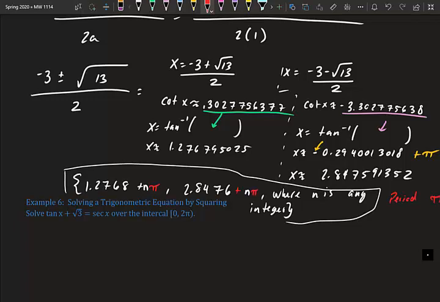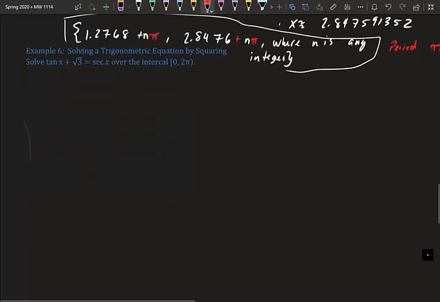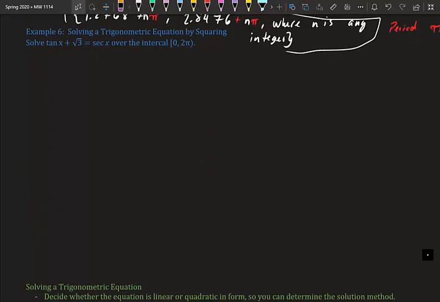Alright, example 6. Let's solve a trigonometric equation by squaring. So we have tangent x plus square root of 3 equals secant x over the interval 0 to 2 pi. So we need to write this as a single trig function. So you see how we have secant? We can't have multiple types of functions because we can't get rid of it. So we need to square it. And you see when we square it, we're actually going to get something out of it. So let's square both sides.